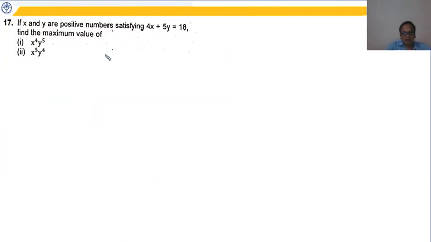Now let's do it the other way around. 4x divided by power of x, that is 5. We divide 4x into 5 equal parts.